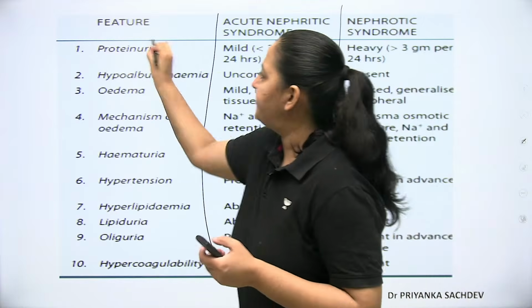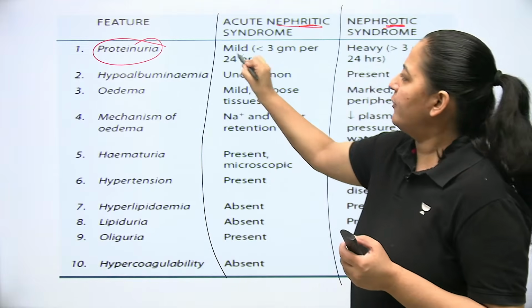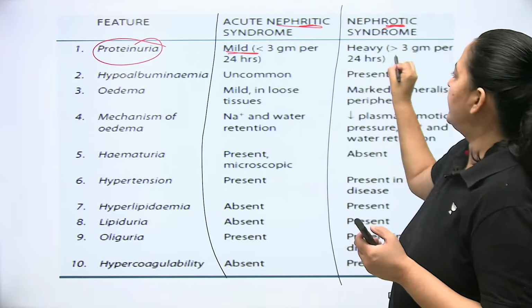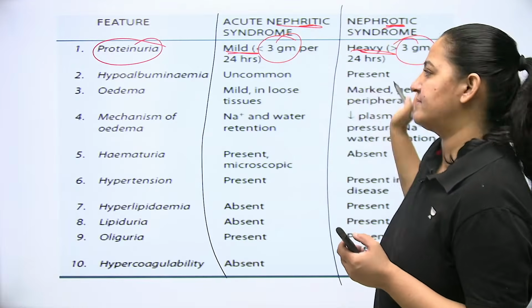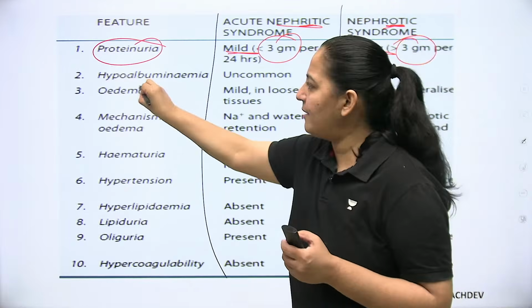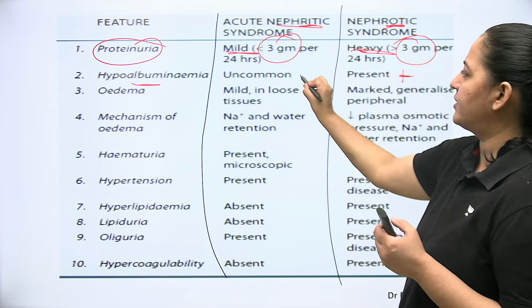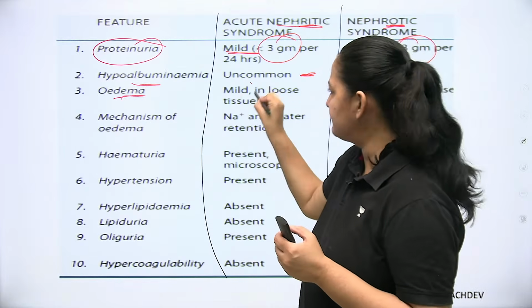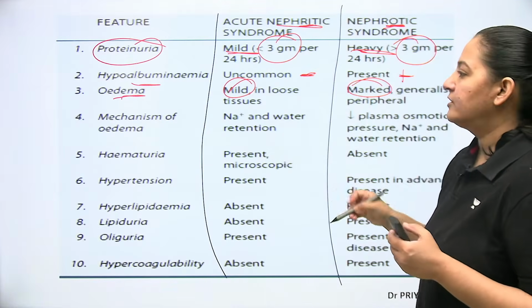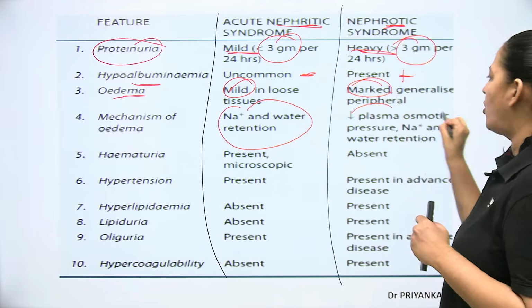See the proteinuria. This is nephritic and this is nephrotic. Proteinuria is mild here and proteinuria is heavy here. The cutoff is 3 gram per 24 hours, and non-selective, selective is also a part. Hypoalbuminemia is present here because most of the protein is lost, but not here. So it is absent here. Edema, again both. Here it is mild and here it is marked. The reason for the edema, here it is sodium water retention and here it is decreased osmotic pressure.